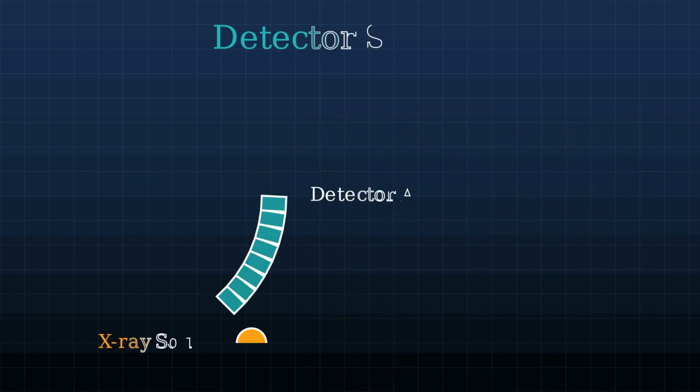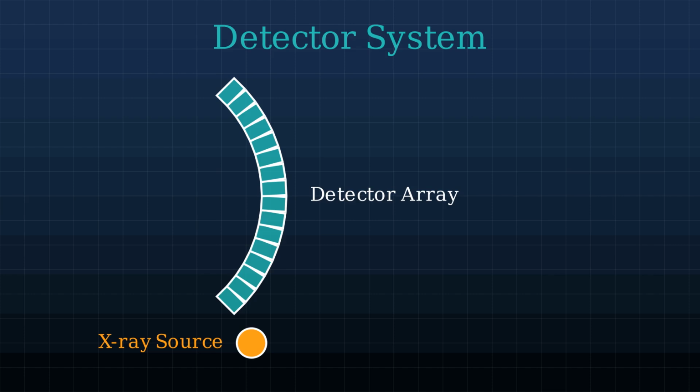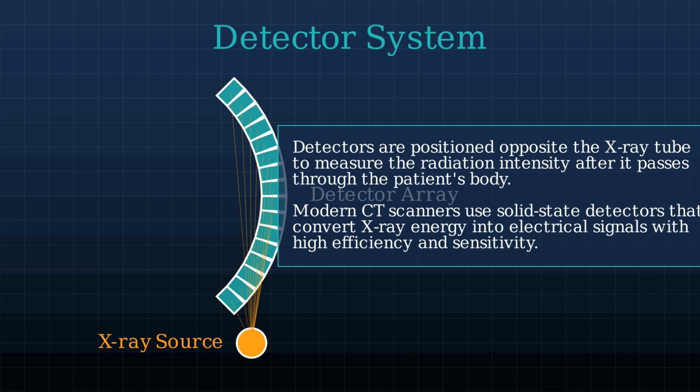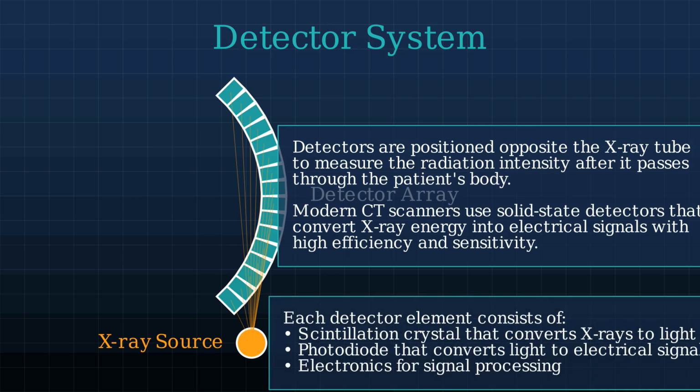The detector system is positioned opposite the X-ray tube to capture the radiation after it passes through the patient. As X-rays travel from the source to the detectors, they are attenuated differently by various tissues in the body. These detectors measure the intensity of the radiation that reaches them, creating data points that will be used to reconstruct the final image. Each detector element typically consists of a scintillation crystal that converts X-rays to light, paired with photodiodes that convert that light into electrical signals.